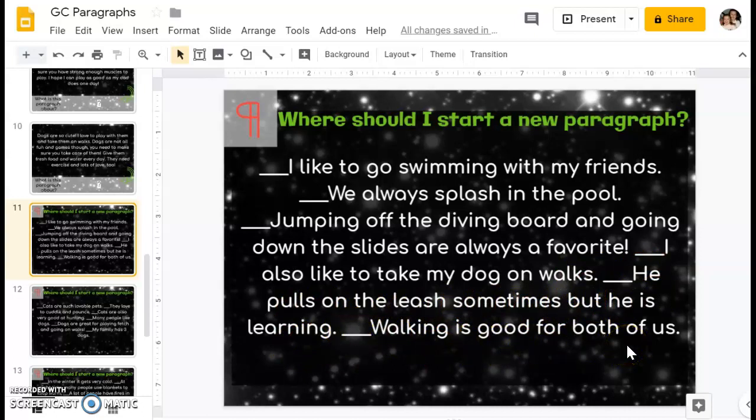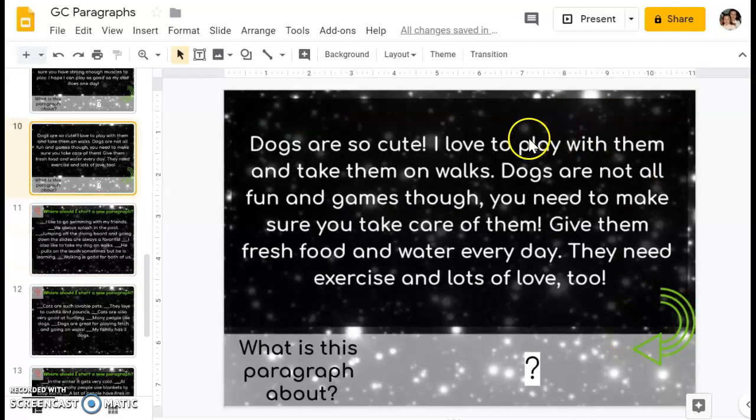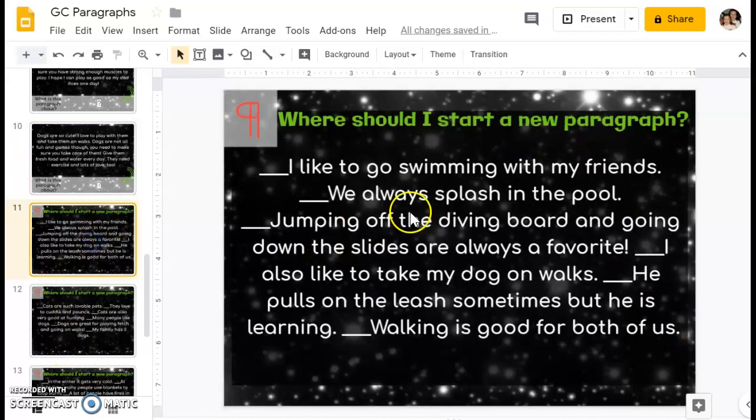Okay, so in this screen, I have 2 different topics. The first topic is swimming, and the second topic is taking my dog on a walk. So I need to pull this paragraph symbol down right before the sentence that changes its topic. So here I have this sentence is about swimming, swimming, swimming, and aha, this sentence is about dogs.